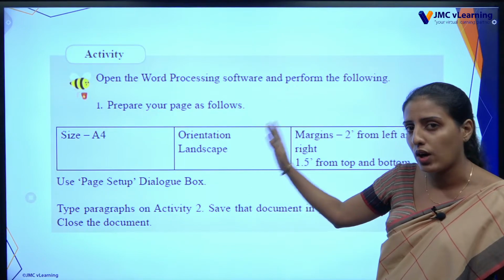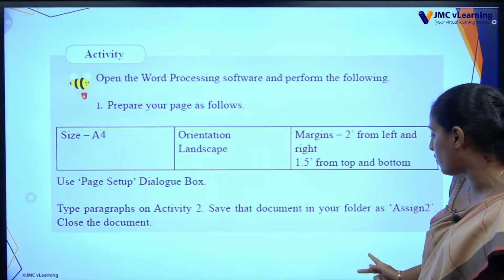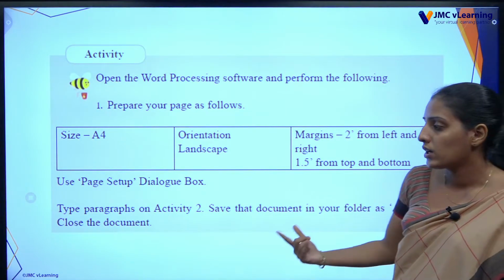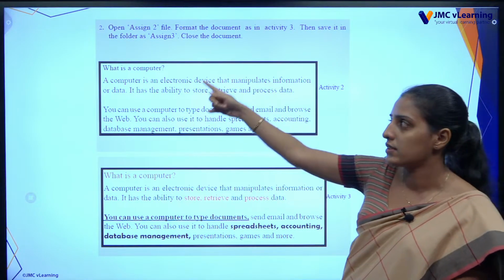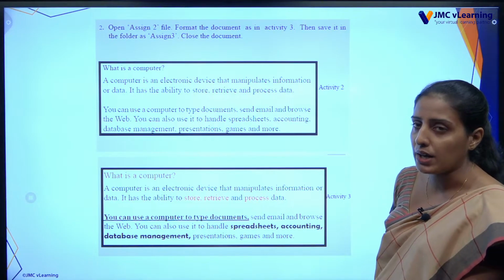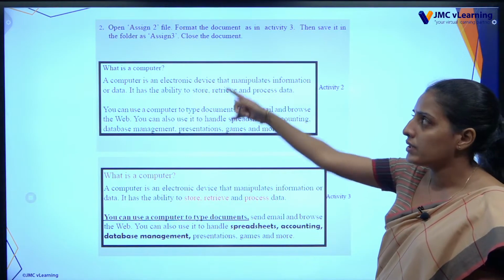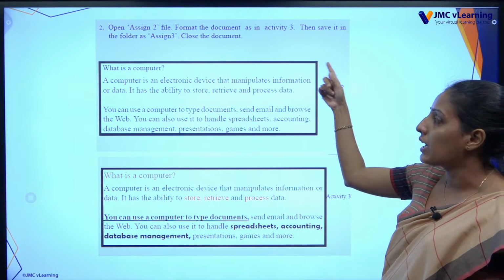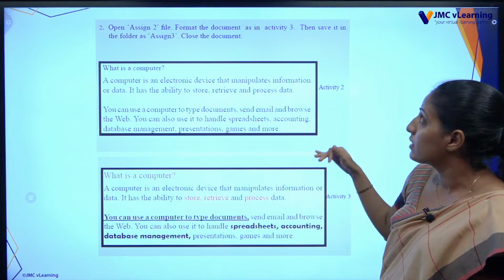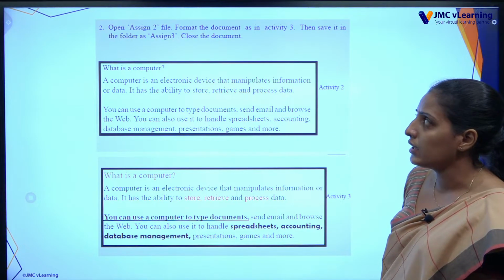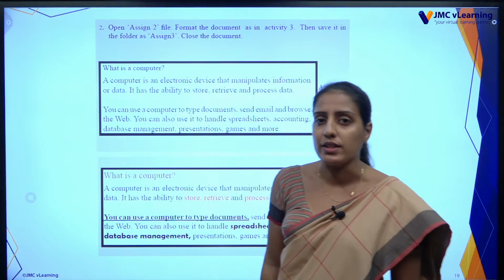After you prepare this, type the paragraphs of activity 2, save the document in your folder as assign 2, and close the document. This is the activity 2 text you have to type here after you prepare the document. Next, open the assignment 2 file and format the document as in activity 3. You have to do the formatting like this, then save it in the folder as assign 3 and close the document. So, let us start the practical.